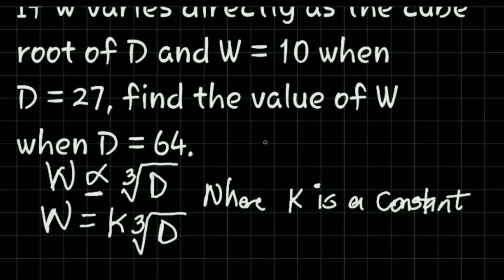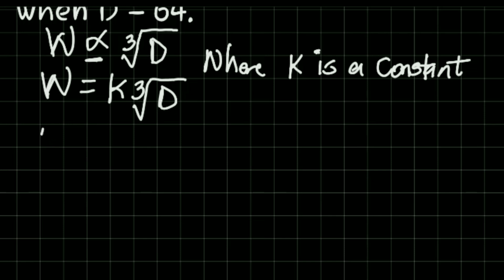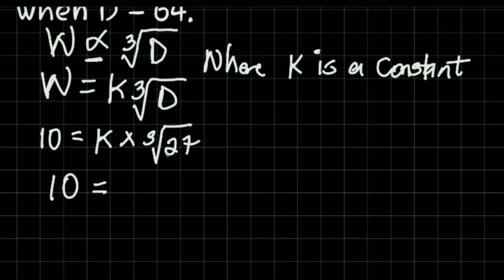W is 10 and D is 27. So we substitute that. W is 10, this is K times the cube root of 27. So 10 equals, the cube root of 27 is 3. Cube root means what are you going to multiply by itself 3 times that will give you 27. That's 3 times 3 times 3, and that's going to give us 27. So the cube root of 27 is 3. 3 times K is 3K. And so the equation is 10 equals 3K. The value of K is 10 over 3.